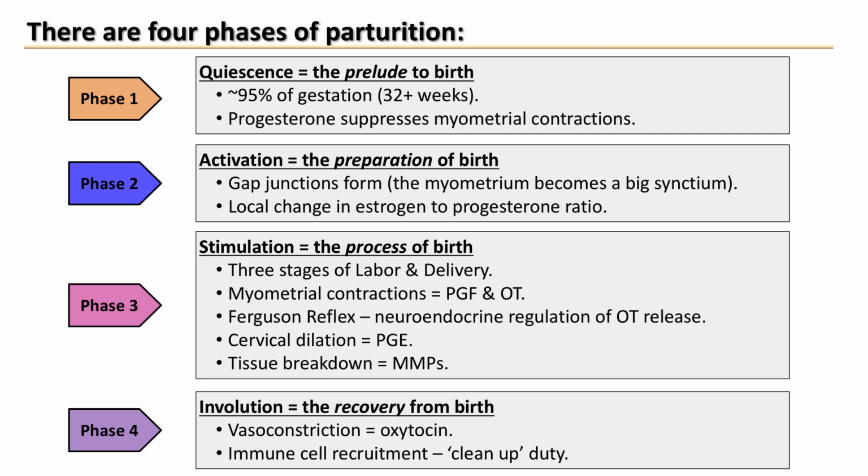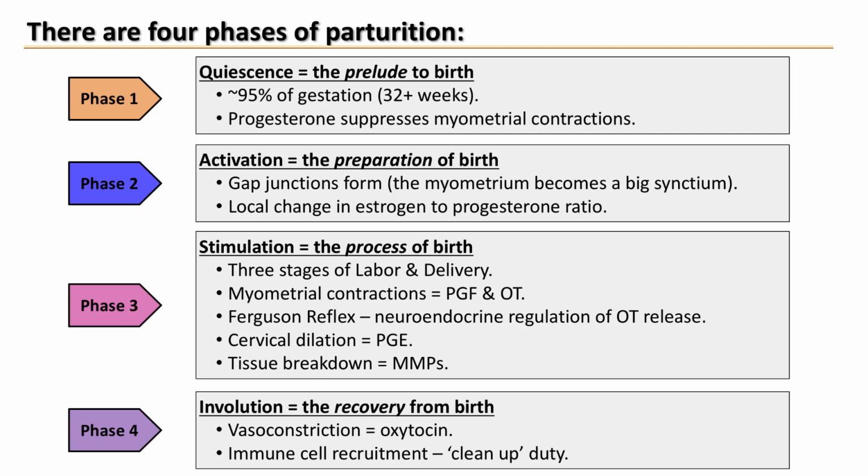Phase 2 of parturition is the preparation of birth, and during this phase, gap junctions form between the myocytes and myometrium, which in essence transforms the myometrium into a large syncytium. At this time, there's also what we believe to be a local change in the estrogen to progesterone ratio. This ratio has not been demonstrated to occur in primates, but it has been shown to occur in other species, and therefore we do believe it also occurs in women and non-human primates.